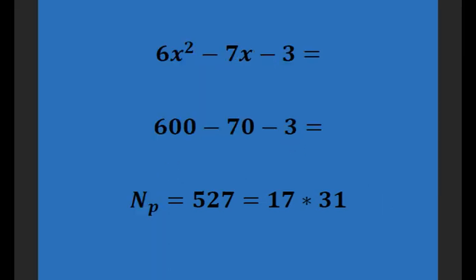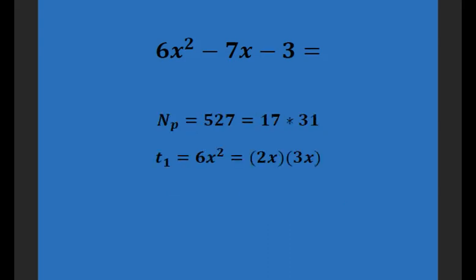If n sub p is equal to 527, n sub p and its prime factors is equal to 17 and 31. T sub 1, the first term, is equal to 6x squared, which is equal to 2x multiplied by 3x. T sub I, the independent term, is equal to minus 3, which is equal to minus 3 times plus 1 or plus 3 times minus 1.